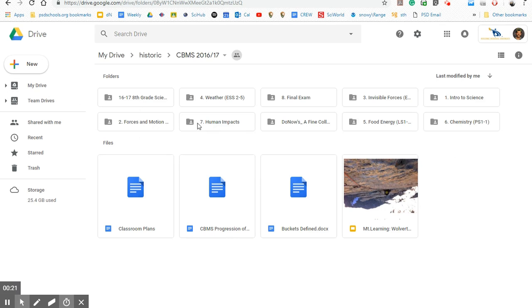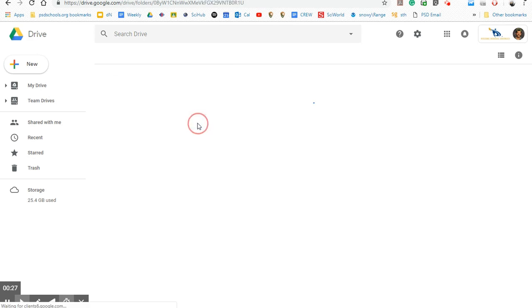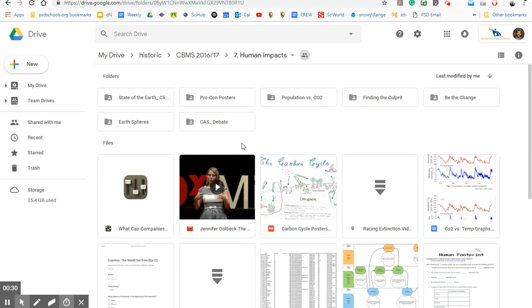As you can see, I've got several units here from 2016-17 while I was teaching. And I'd like to show you one of the units that I differentiated using the ski slope analogy in my human impacts unit. Again, you can see how I'm organizing my files. I think this is one of the most important things to be able to start building differentiated assignments: being able to find them.